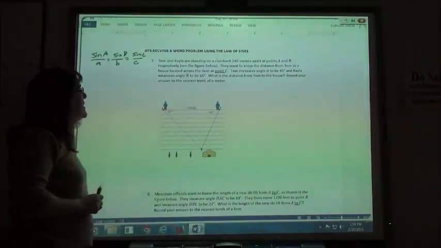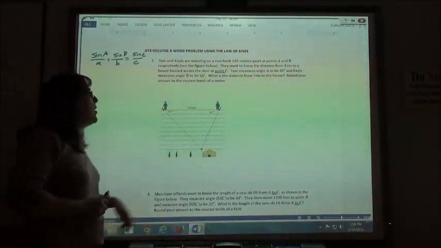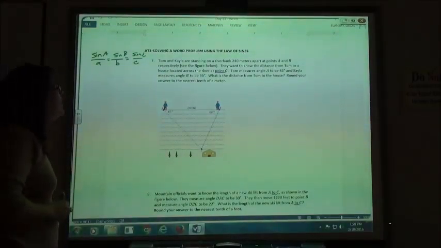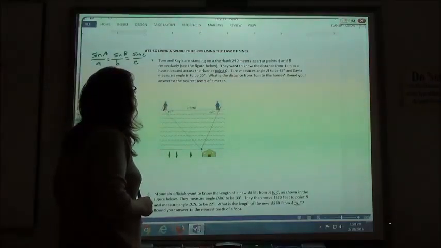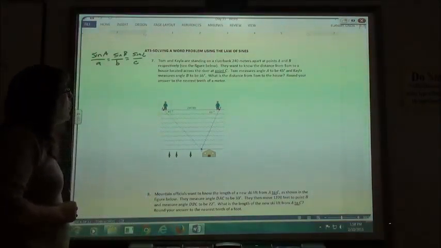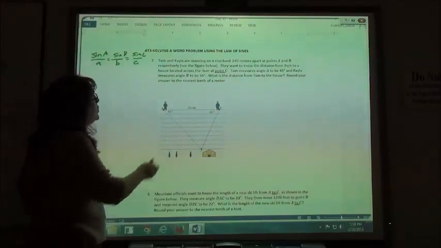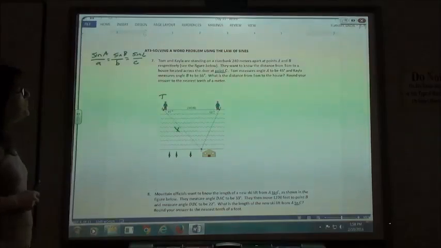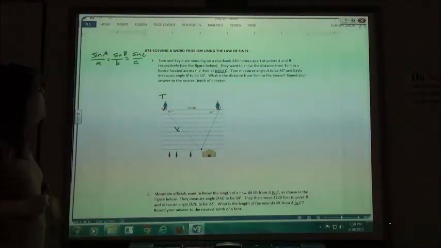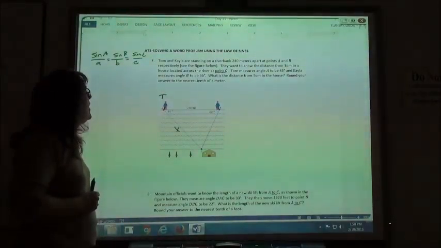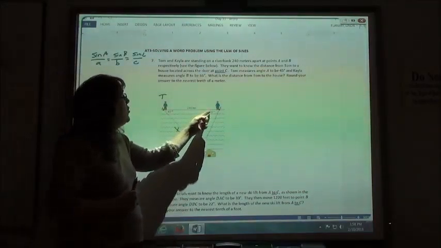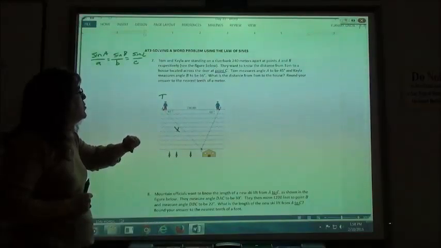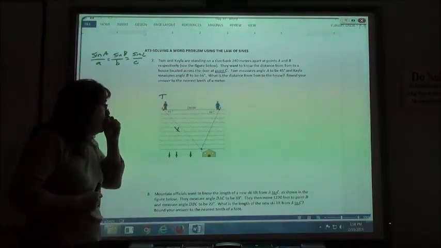So Tom and Kayla are standing on a riverbank 240 meters apart. They labeled that for us, at points A and B respectively, see the figure below. They want to know the distance from Tom to a house located across the river at point C. So Tom is over here. We want to find this side right here. Tom measures angle A to be 45 degrees, which they've got written there. Kayla measures angle B to be 66 degrees. We want to find the distance from Tom to the house. Round your answer to the nearest tenth of a meter.